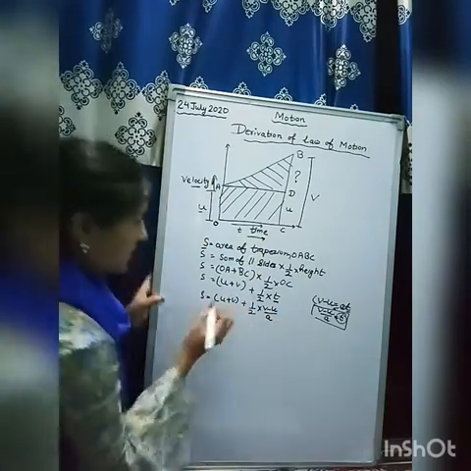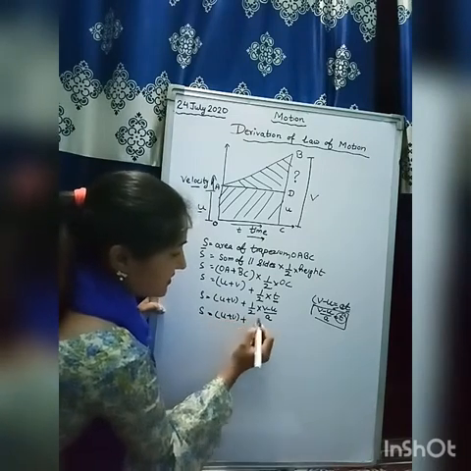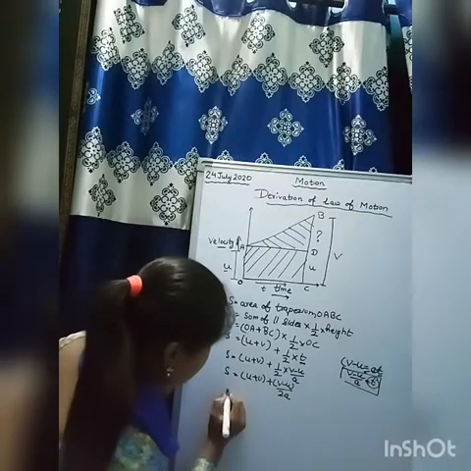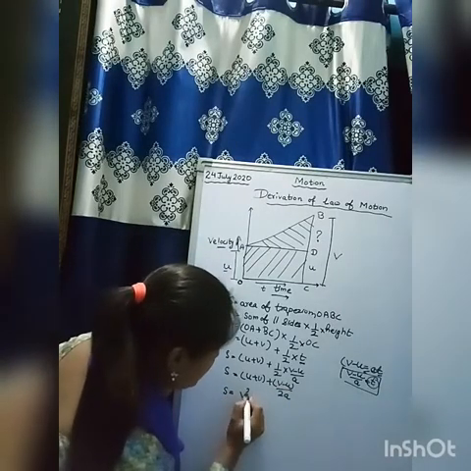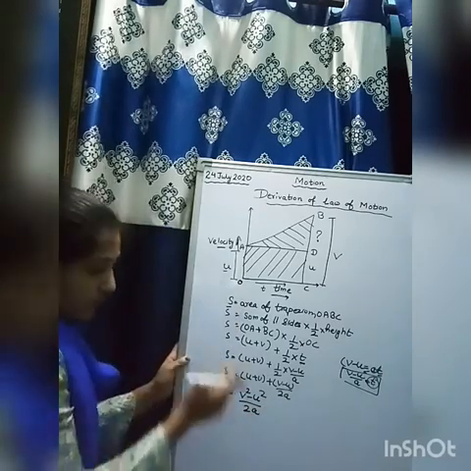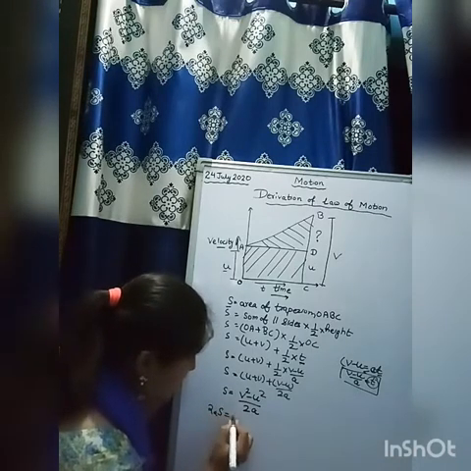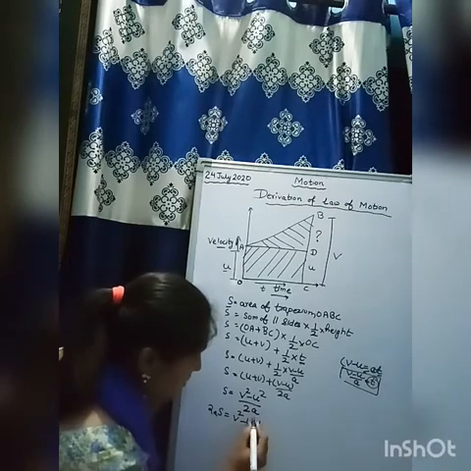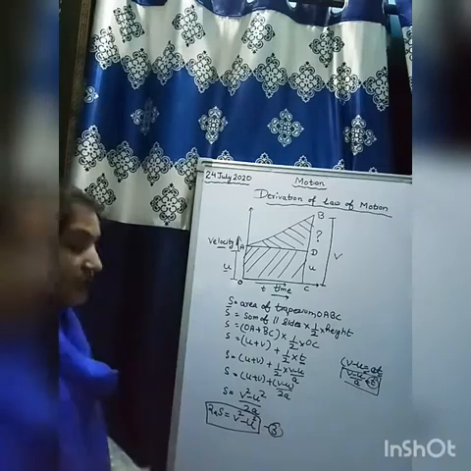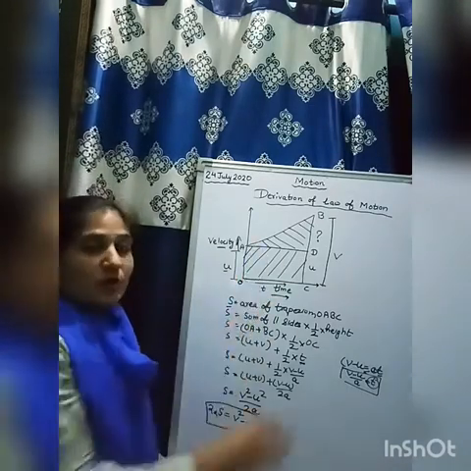Now S is equal to U plus V into V minus U upon 2a. From this, S is equal to V square minus U square upon 2a. Now we will cross multiply. 2aS is equal to V square minus U square. So this is our third equation. So these are the three derivations for the three equations of motion.